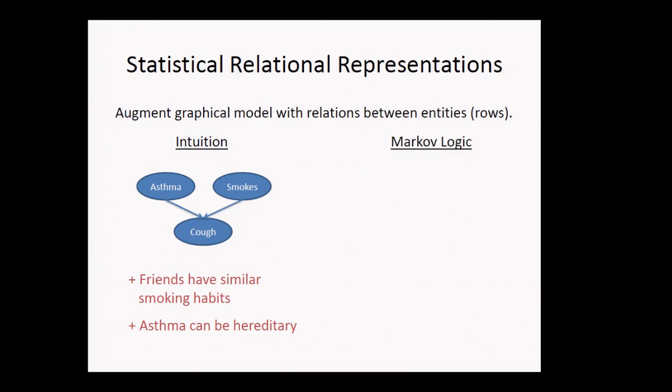And there's this area of machine learning called statistical relational learning where people try to solve this problem. And here the idea is that you really want to augment these graphical models and Bayesian networks with this type of relational information. And there have been dozens of languages proposed in the last decade. And perhaps the most popular one is Markov logic, invented here. And it looks like this.